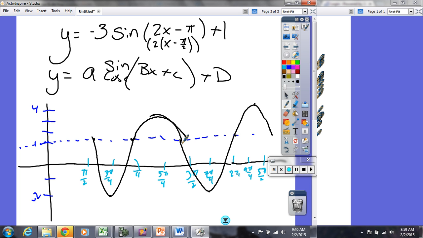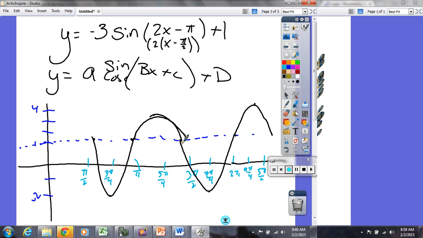Okay, if it didn't get shifted to the right pi halves, how many cycles happen between 0 to 2 pi? 2. Look at your b value. 2. That tells you how many times you're going to complete a cycle within 2 pi. So if there's 8 cycles by the end of 2 pi, what's your frequency? 8. Does that make sense?